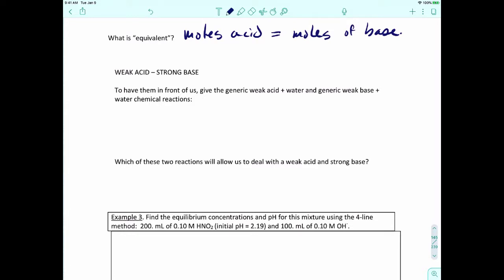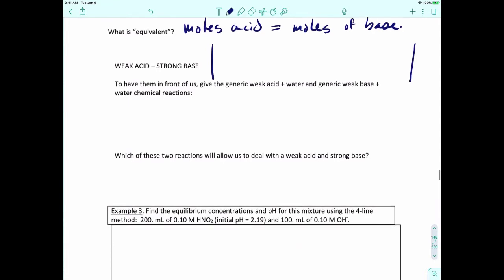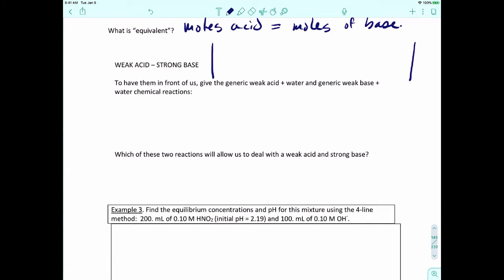Okay, so now that we've gone through one set of titration, strong acid, strong base, let's take a look at another type of reaction. This time, instead of having a strong acid, what if we use a weak acid with a strong base? So think of it this way. I'm going to set up kind of like a similar picture like we did previously. So to have them in front of us, let's take a look at this.